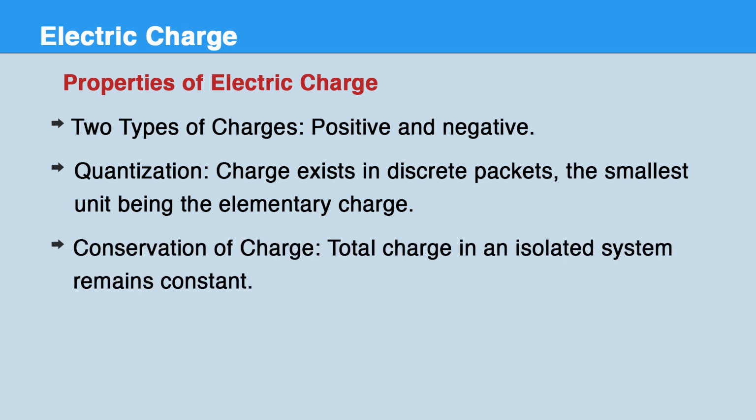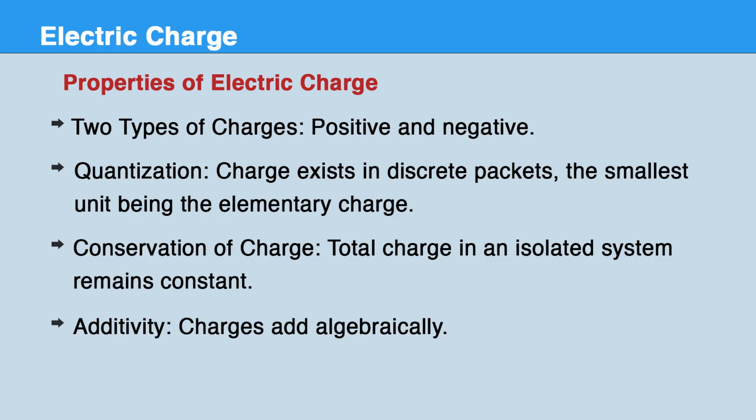Next is conservation. This is like a magical rule of nature. It means that the total amount of charge in a closed system, like in a sealed box, stays the same. Charges can't just disappear or pop out of nowhere. They can only move around. So, if one part gains some charge, another part must lose the same amount, keeping the total constant. The total charge in an isolated system remains constant.